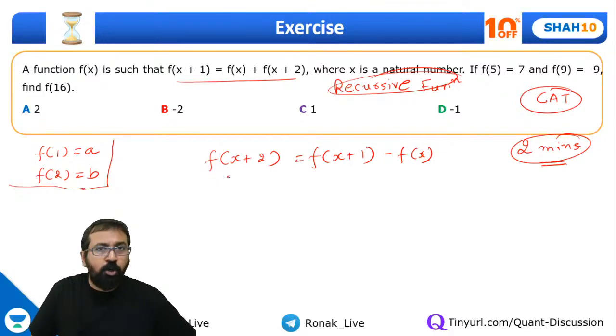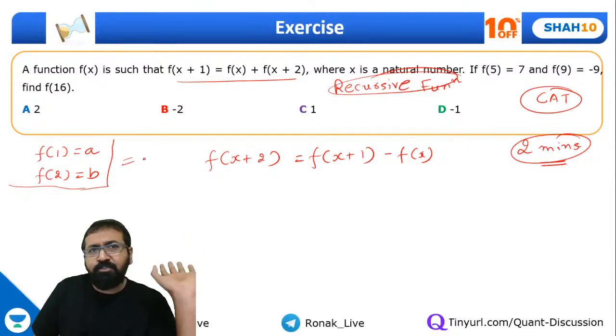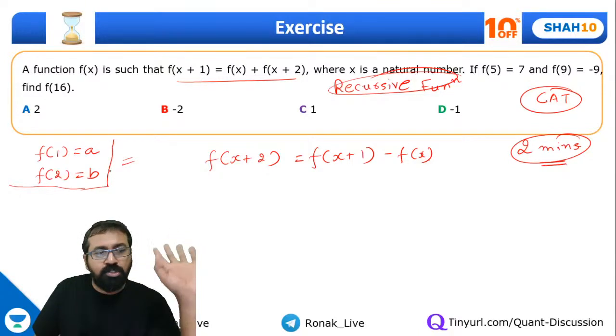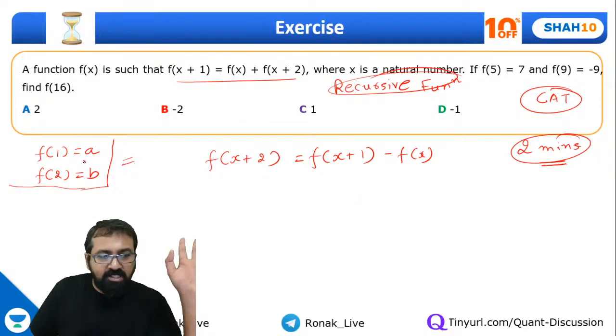Okay guys, so just pay your attention. Let me help you solve this question, because this kind of question has been asked very frequently. Almost every 2-3 years you see one such question which is based on a recursive function. So let's understand that f of 1 is a and f of 2 is equal to b. Now let's take x equal to 1 over here.